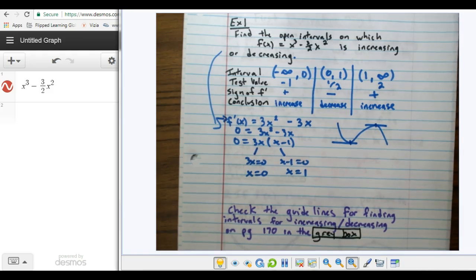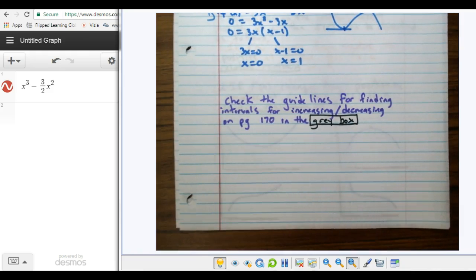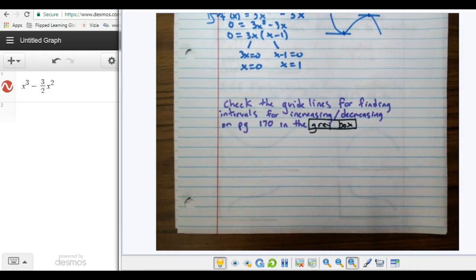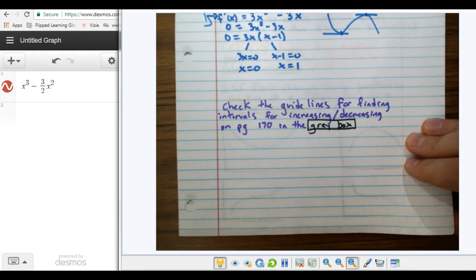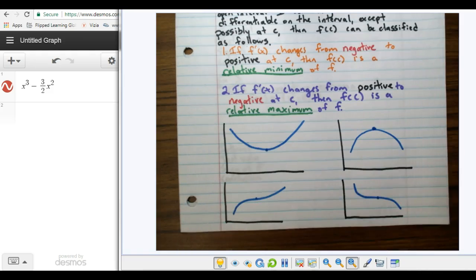Okay, so here's what I'd like you to do next. Check the guidelines for finding intervals for increasing and decreasing functions on page 170 in the gray box. They should be there. Make sure you get those. Make sure you know them, because it's going to be important that you can figure those out.